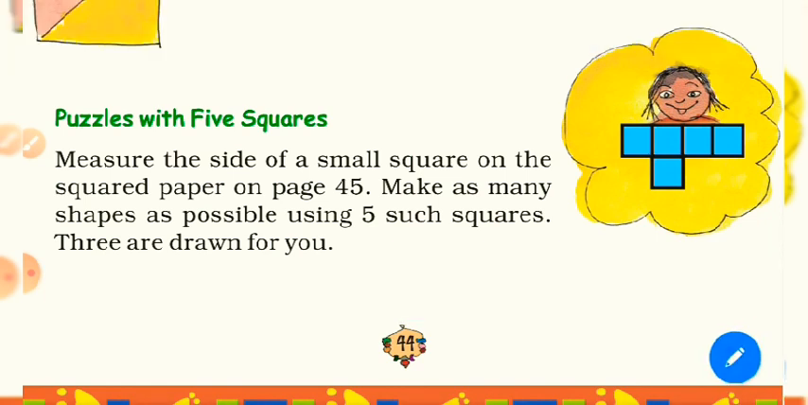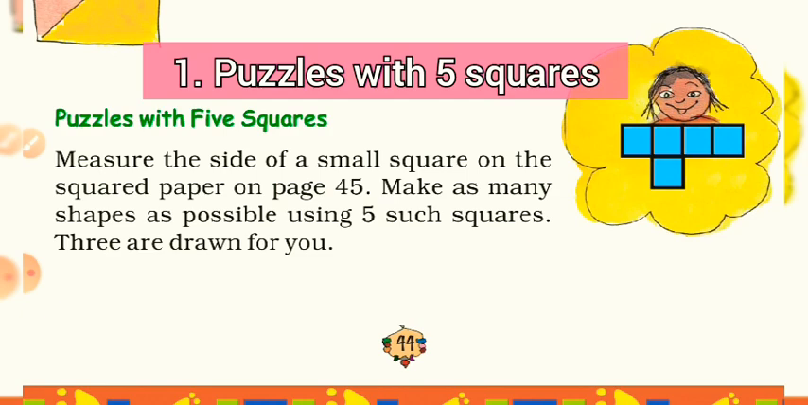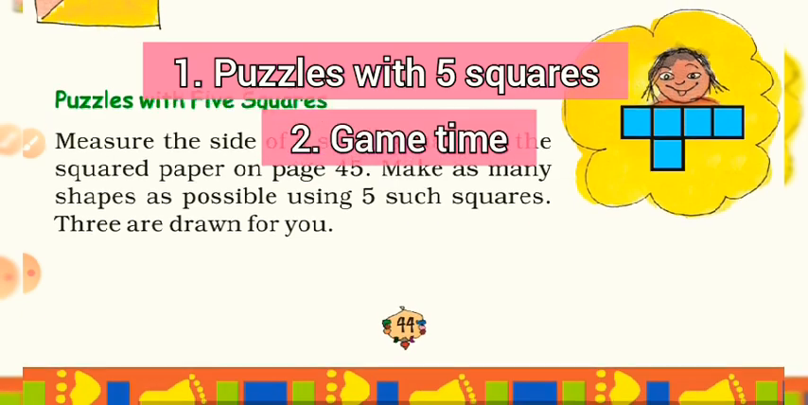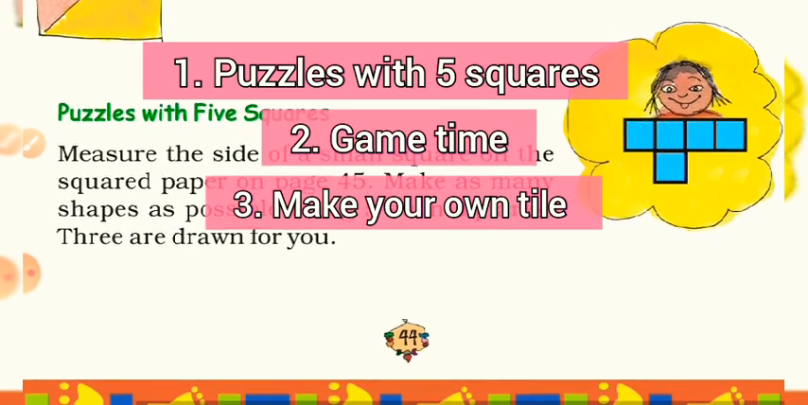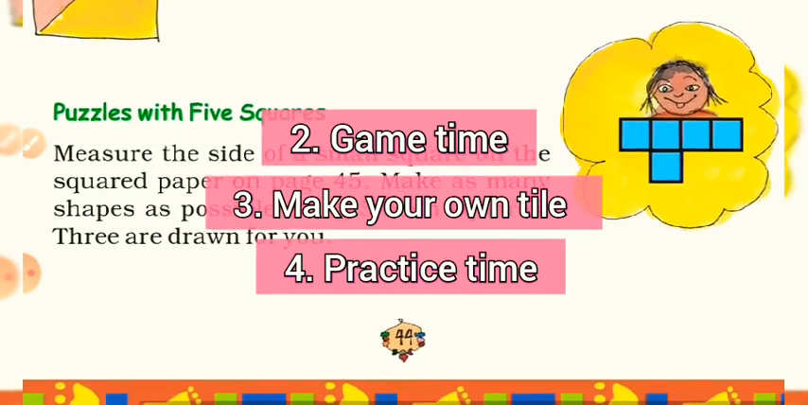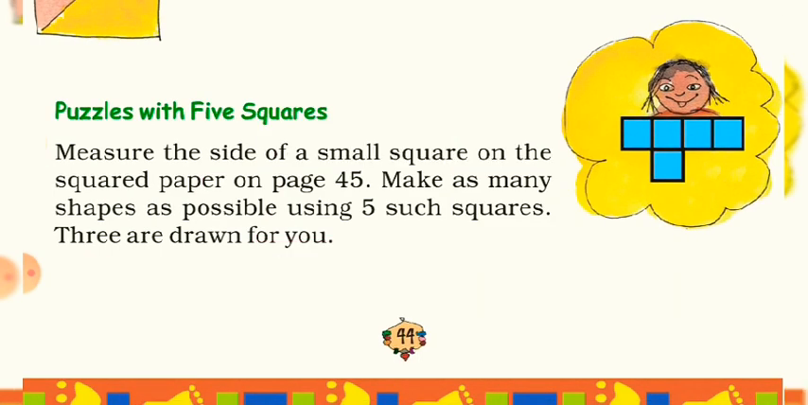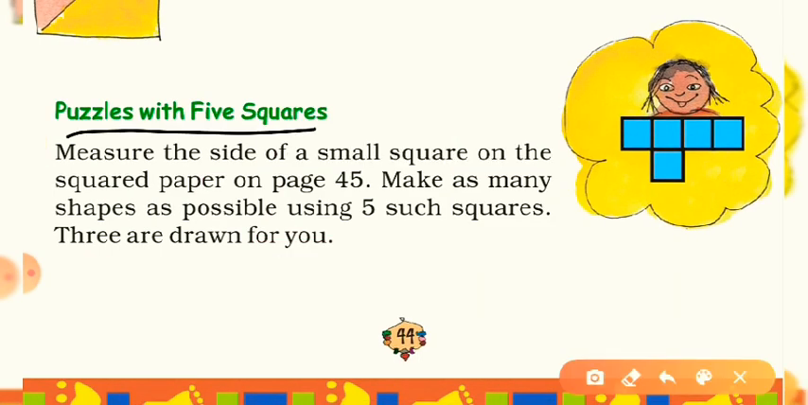Let's start the class. At first, let's have an overview of today's class. In today's overview, we have 4 topics. The first is puzzles with 5 squares. The second is game time. The third is make your own tile with pentomino and hexomino. And the last is practice time. So come to the first topic, which is puzzles with 5 squares.